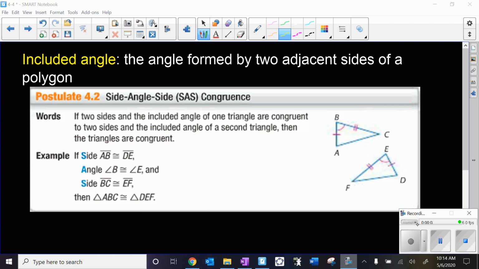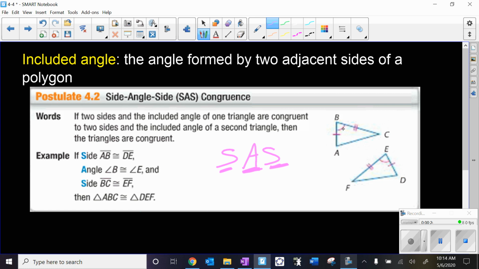Another way that we can prove triangles congruent is by side angle side. And notice how I state side angle side. The angle is located between the two side lengths. And that's what they've got here in the picture.